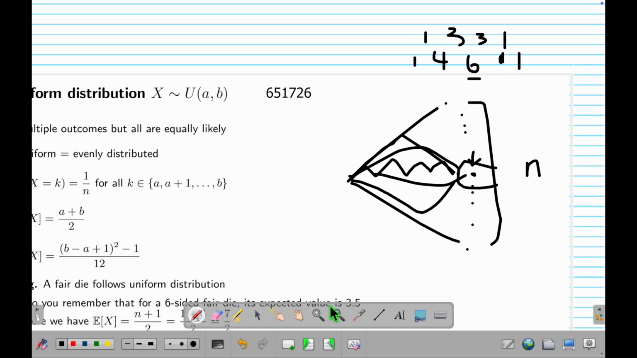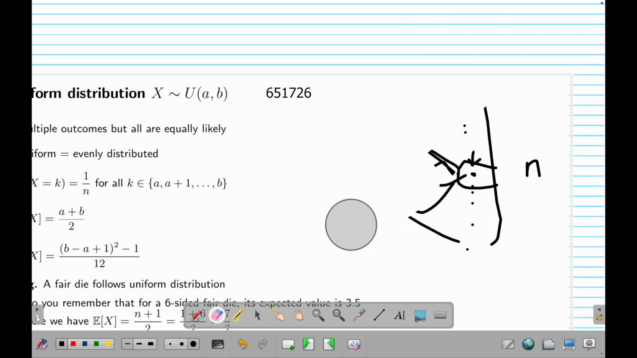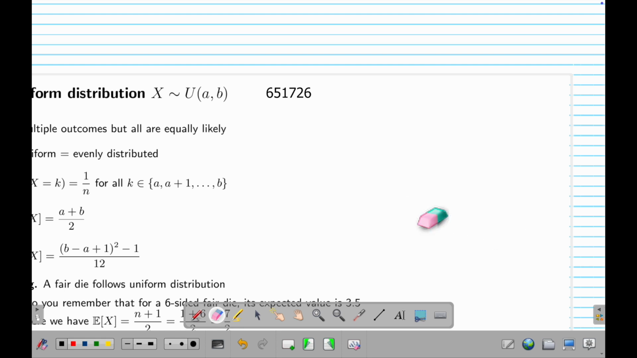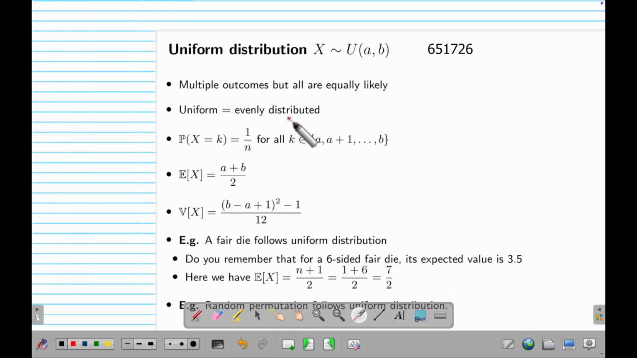So that's the idea. What about uniform? Uniform is very simple. I don't care about this. All of them have equal chance. So it's not even this kind of figure. It's just saying that I have n outcomes and all the probabilities are the same.